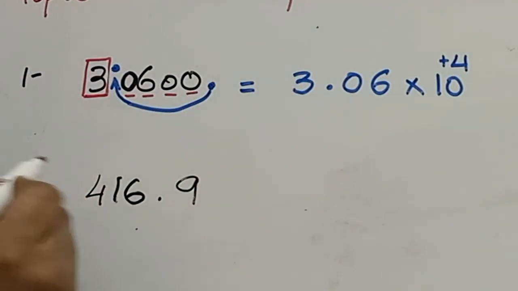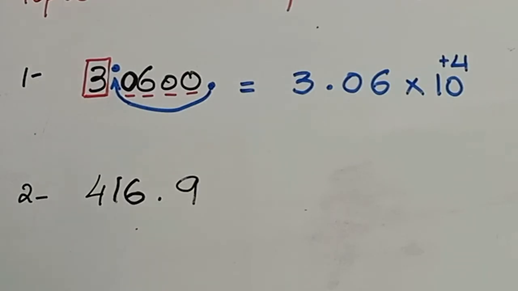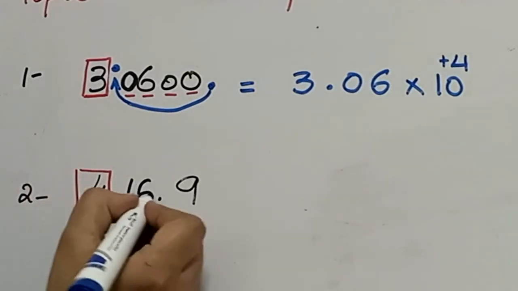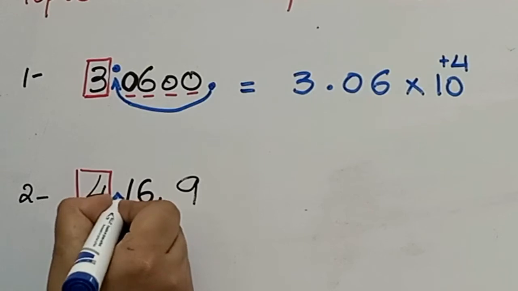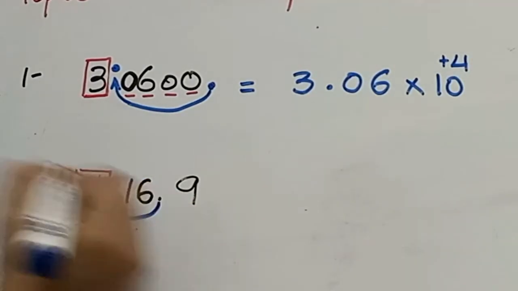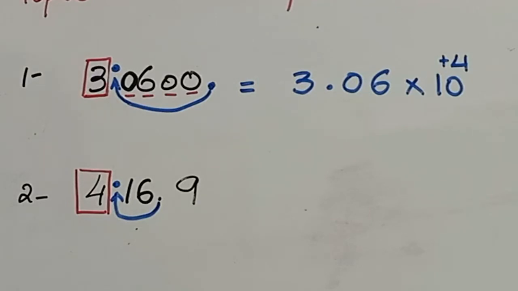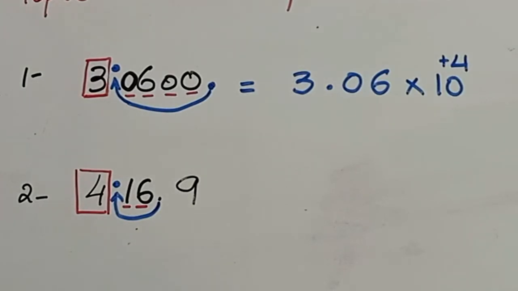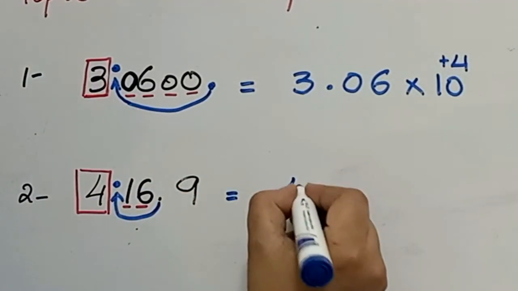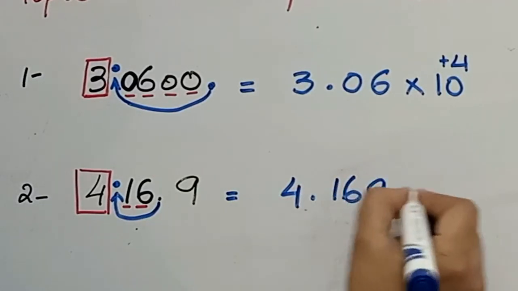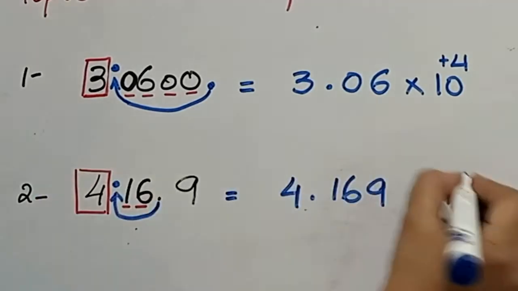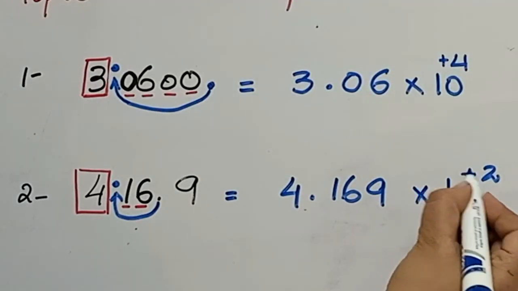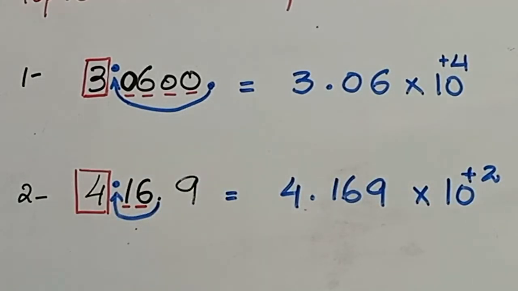Here again we have to specify, first we have to find out the first non-zero digit. Here the first non-zero digit is 4. Point is already there, so we have to move the point after the first non-zero digit. From this place to this place, how many digits are in between them? There are 2 digits in between them. So how are we going to write it down? It will be written as 4.169 multiplied by 10 raised to the power positive 2. As the number is larger, the positive power associates with the larger number.